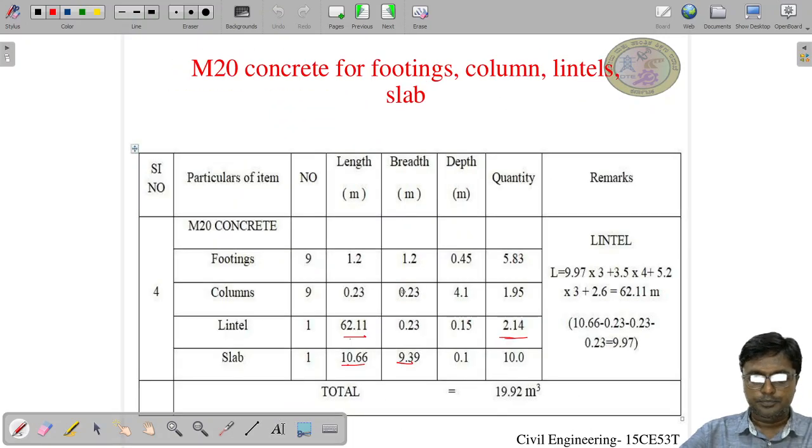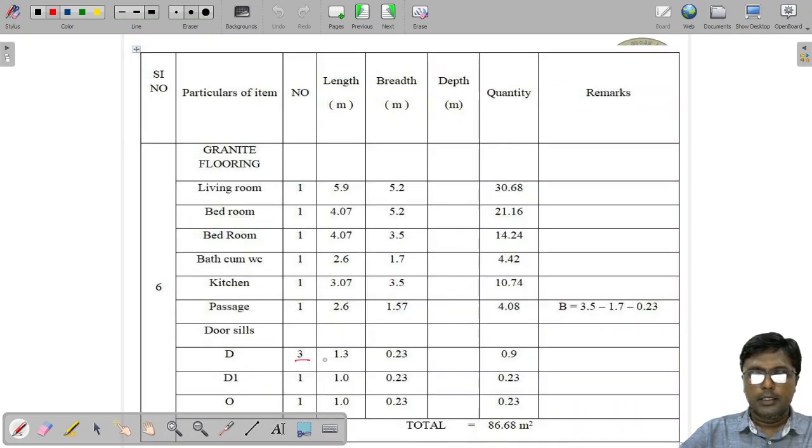Okay, next. D1 we have one, and also an opening. Under the opening we have to put granite flooring, which is given in the schedule of openings. This is again door sills. 1.3 is the length, 0.3 is the breadth. That's all. If this is the opening door size, it is only length and thickness. So totally, after adding all this, we are getting 86.68 meters square of granite flooring.